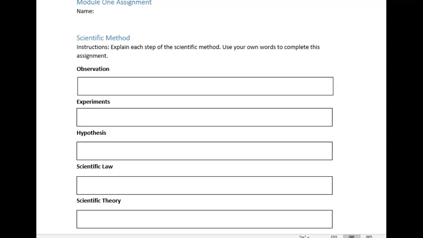Okay, how about a little assistance with the Module 1 assignment? It's 1 point per question. Let's begin by saying in our own words what we think an observation is.